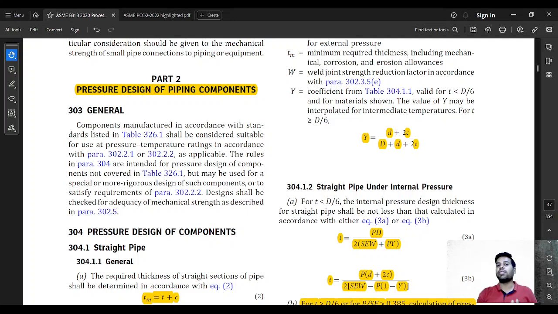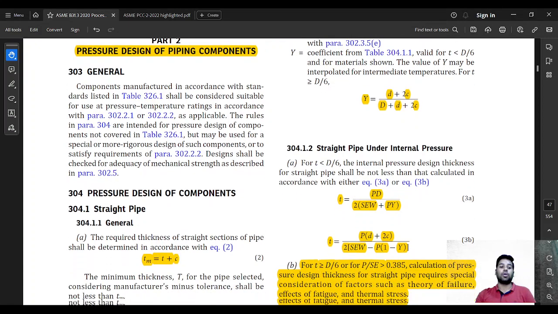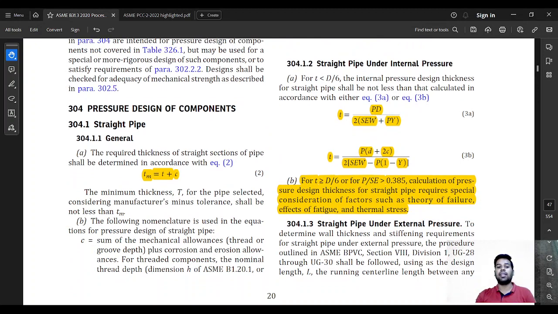API 570 generally uses the simplified Barlow formula for identifying thicknesses or pressures. But in ASME B31.3, it is a more structured or more detailed approach where you are also taking temperature into consideration, and a variation on the Barlow formula is given here, which is known as Boardman's formula. Okay. So, pressure design of the piping system. Generally the thickness of the piping system is going to be the thickness required for sustaining pressure plus some additional allowances. In most cases it is going to be corrosion allowances. So the minimum thickness of the material is going to be the thickness required for sustaining pressure plus some additional allowances or corrosion allowances.